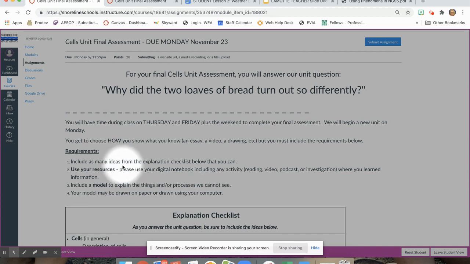It's not a requirement that you memorize this information. And if you haven't learned it yet, great. This gives you an opportunity to continue your learning so that you can demonstrate mastery on our final assessment. I want you to include a model to explain the things and or processes we cannot see.